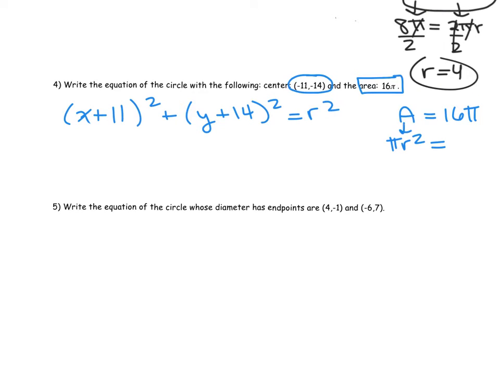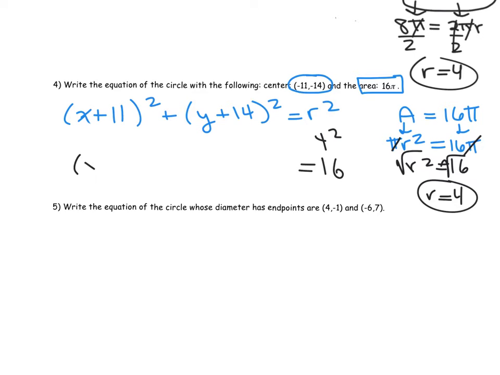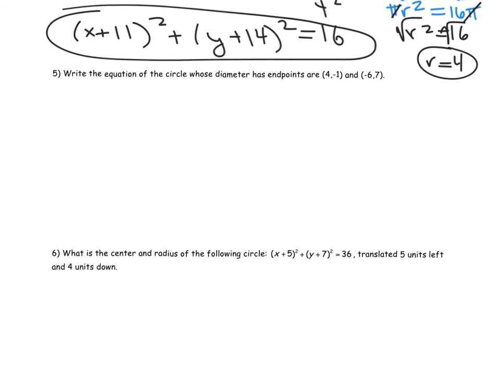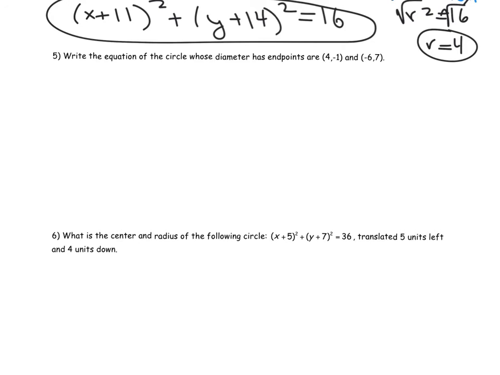If I know the formula for area is pi r², and I know the area is 16 pi, I've got pi on either side, so those go away. Now I'll have the radius squared equals 16, indicating my radius is equal to 4. So again, we're going to replace r² with 4², which is 16. So this is (x + 11)² + (y + 14)² = 16. And there you guys have it. Why don't you guys give question 5 a try? I'll read it out loud for us, and you're going to try this one on your own.